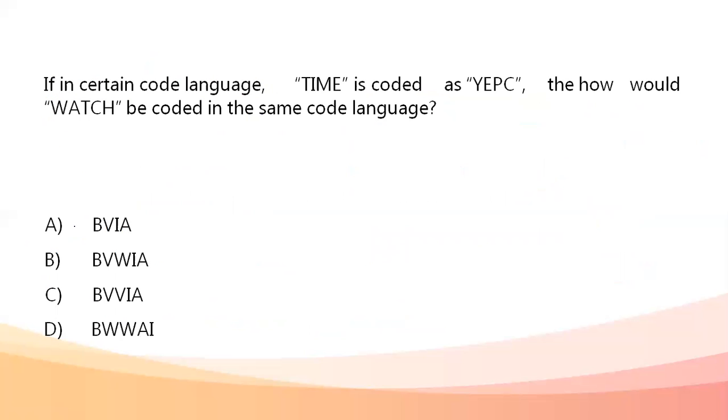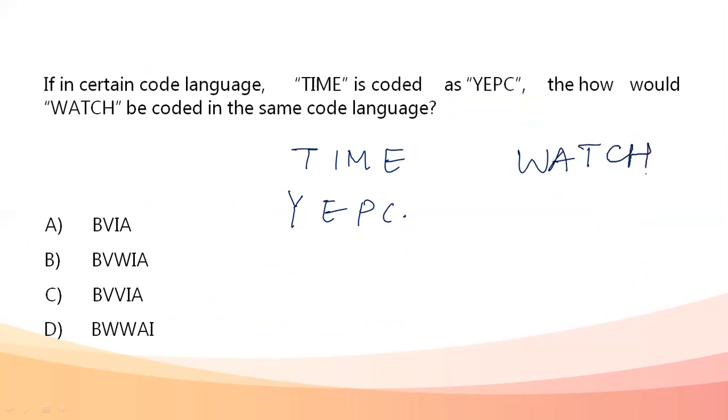Next, in a certain code language, time is coded as YEPC. What is going to be the code for watch? Now, we need to figure out what the pattern is. If we try to figure out the pattern, it is something like plus, minus, plus, minus. If I go from T to U, V, W, X, and then Y, so this is plus 5.